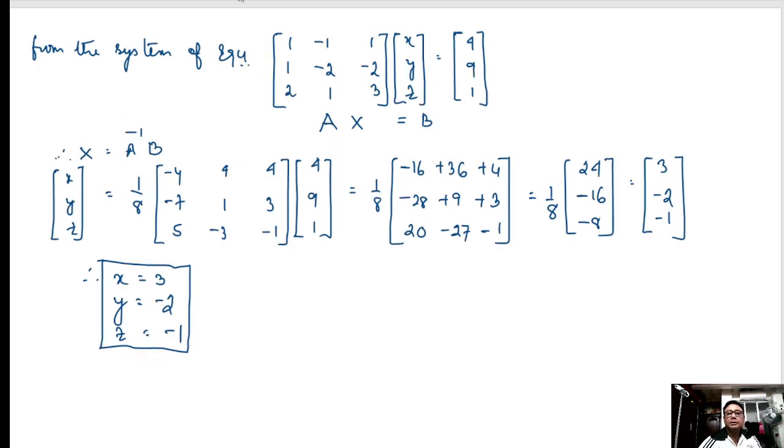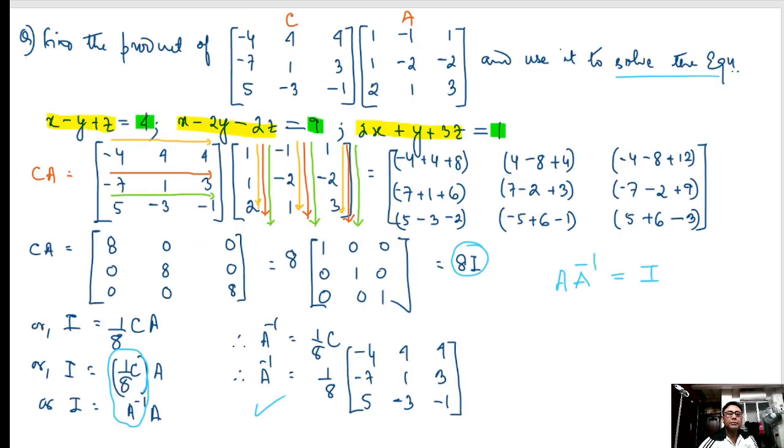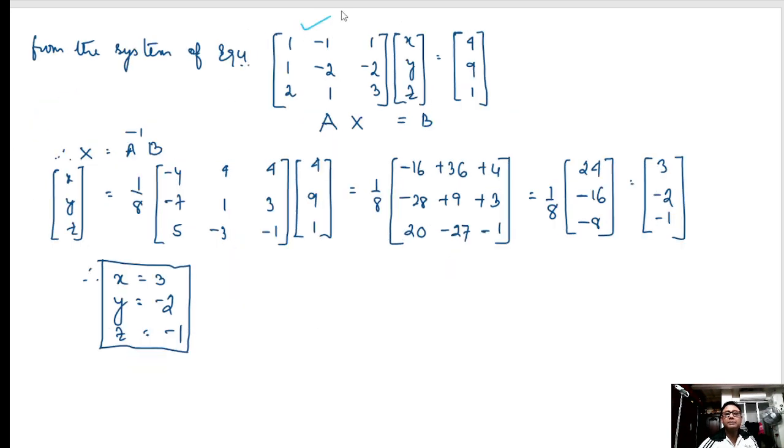So from the equations which they have given, as I showed you, these are the equations. From the equations which they have given, I can make this matrix AX equal to B. So X will be A inverse, and A inverse we already found in the previous step. So now A inverse into B. So now we will multiply.